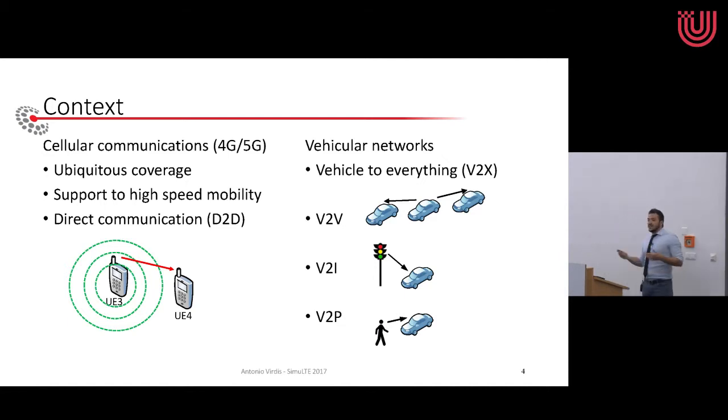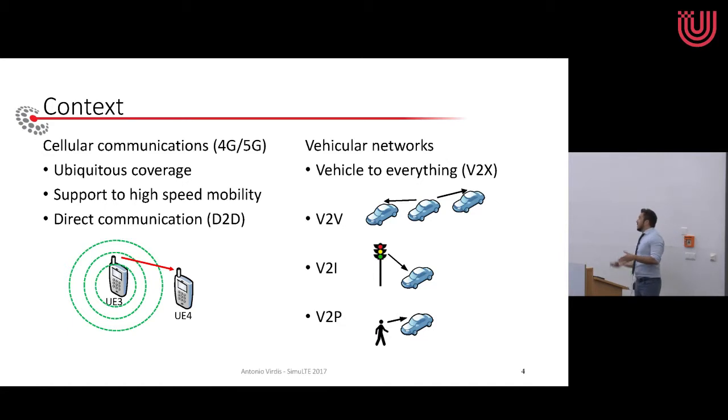So basically, the idea behind 5G is to have ubiquitous coverage, so coverage all around the network, support for very high-speed mobility, and also a topic which is really interesting and is getting attention recently, which is the possibility of having direct communication, called D2D. Basically, having the user equipment, the cell phones, acting like a walkie-talkie, so talking together without the need of going through the base station. You can have this either in a broadcast or multicast manner, or even in a direct manner.